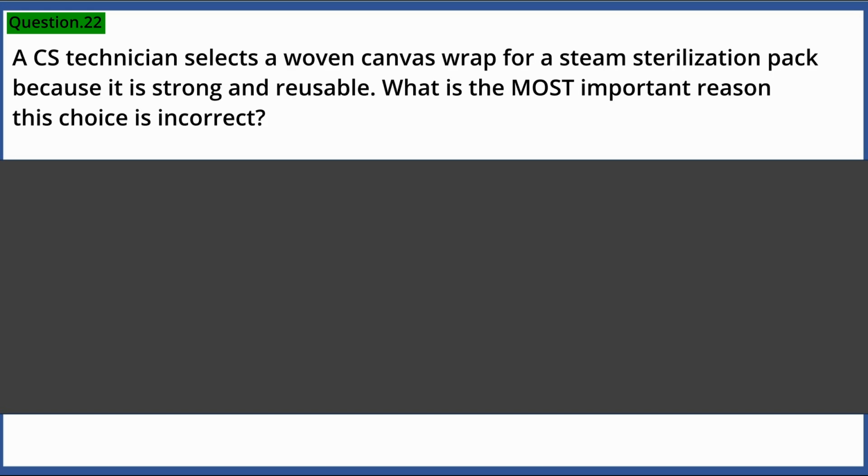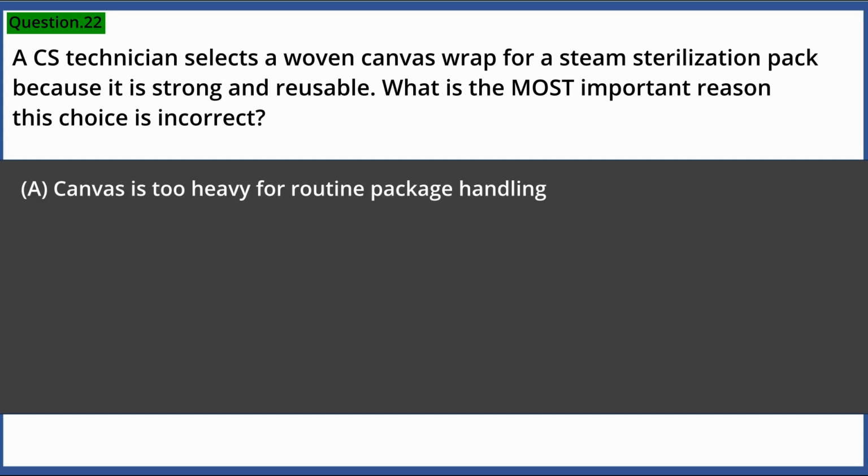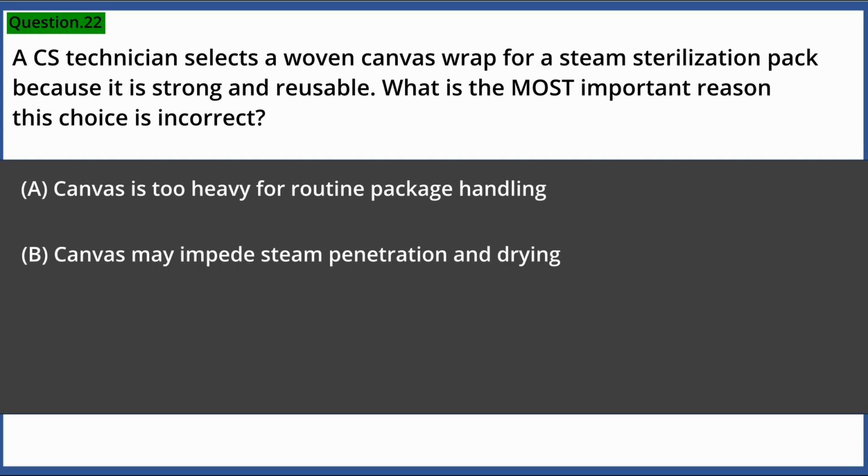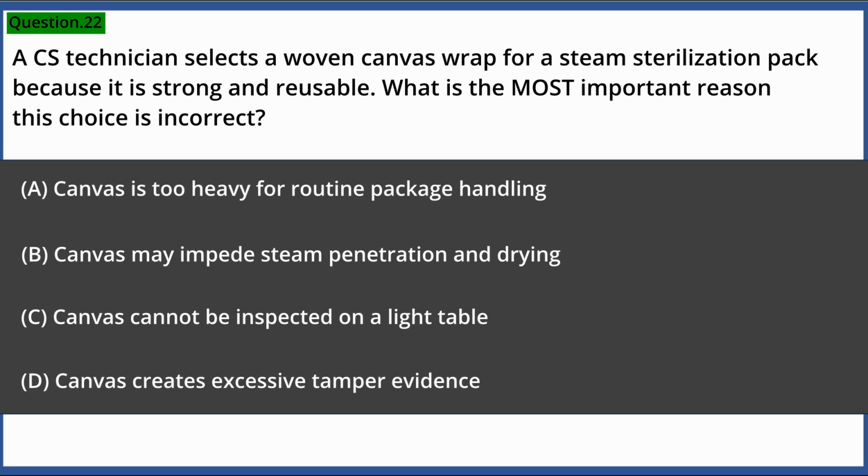A technician selects a woven canvas wrap for a steam sterilization pack because it is strong and reusable. What is the most important reason this choice is incorrect? A. Canvas is too heavy for routine package handling. B. Canvas may impede steam penetration and drying. C. Canvas cannot be inspected on a light table. D. Canvas creates excessive tamper evidence. Answer. B. Canvas may impede steam penetration and drying.